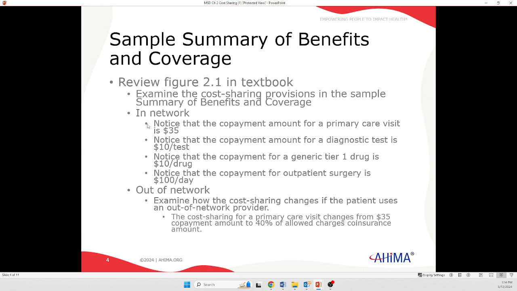Here again, it's telling us to look in your book. That figure 2.1 is on page 26. It's telling us to look at that cost sharing. Co-payment amount for a primary care visit is $35. Tier 1, surgery. Examine that.